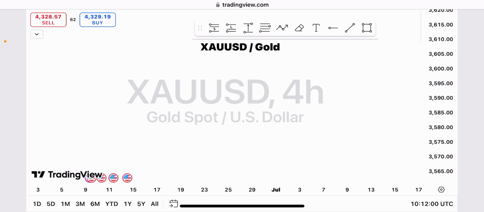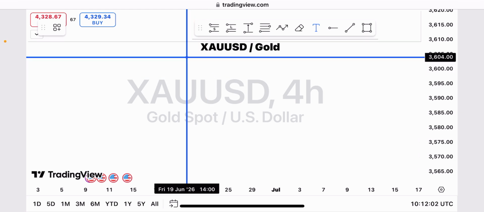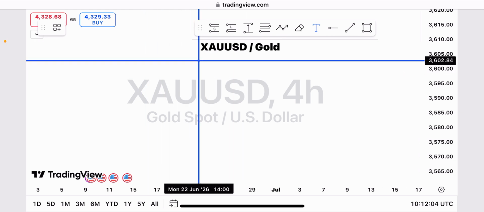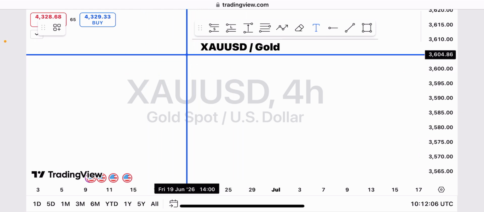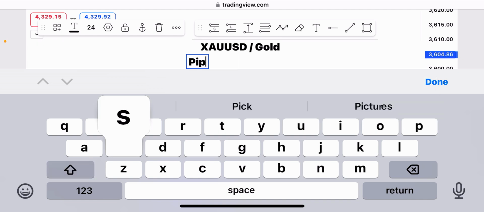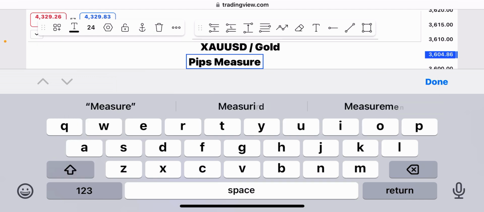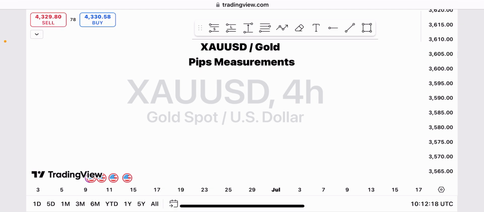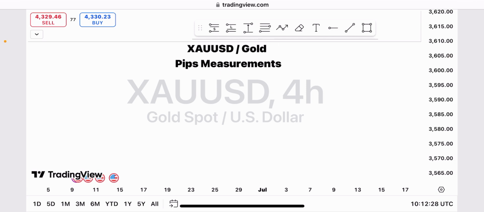And what we'll be looking at is just the pips measurement. That's what we'll be looking at on gold today. As you follow me for more, there'll be more educational videos coming up and we talk bigger in the forex market. Alright.